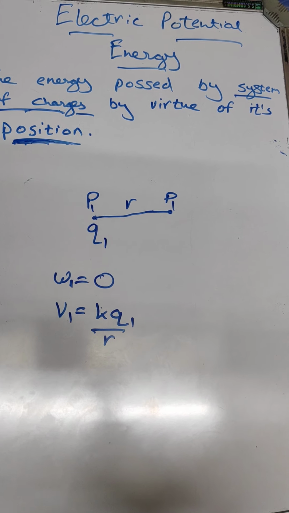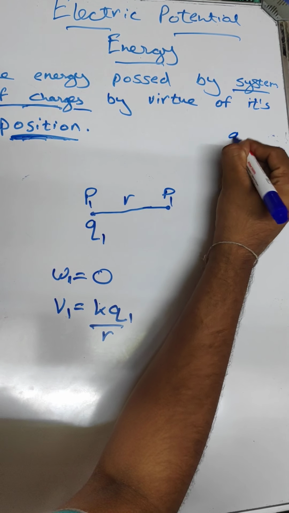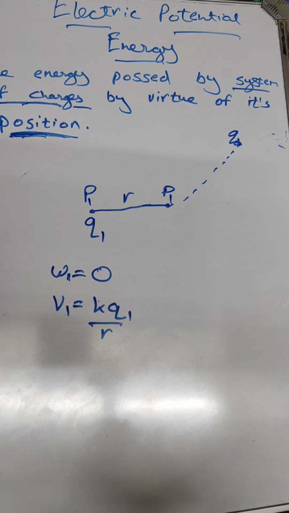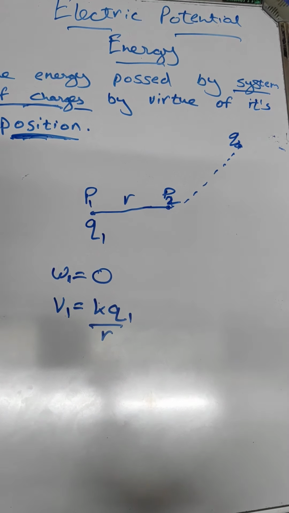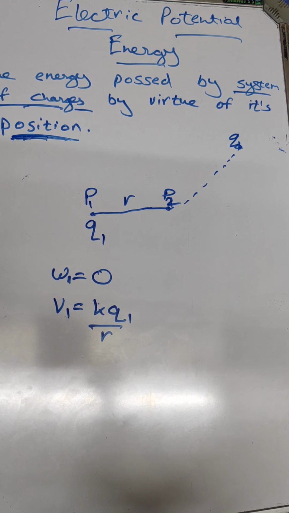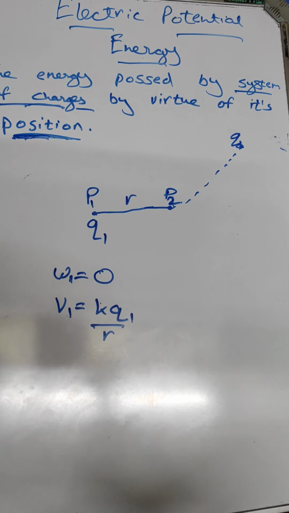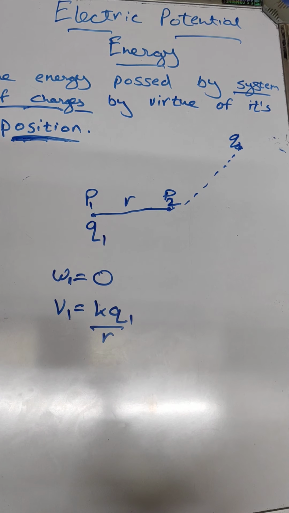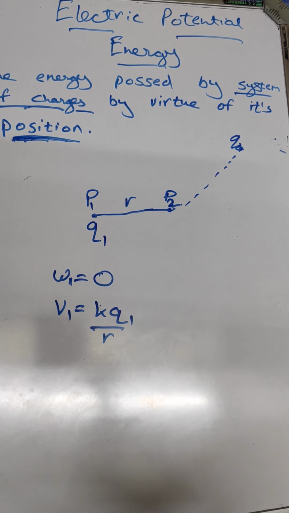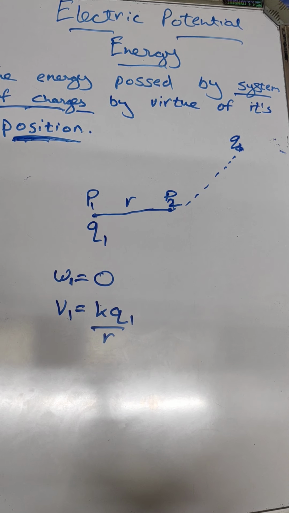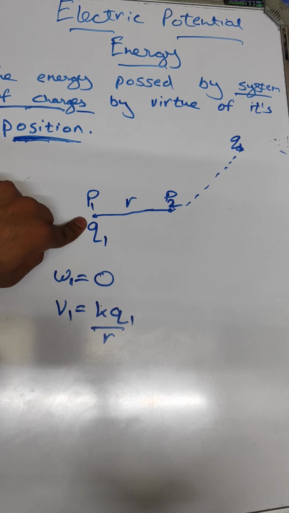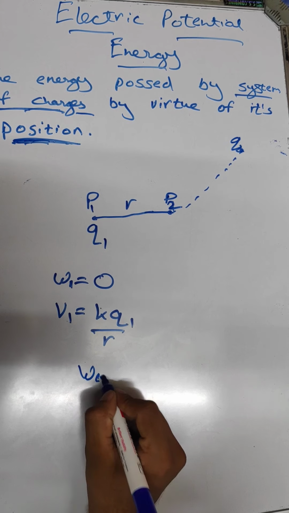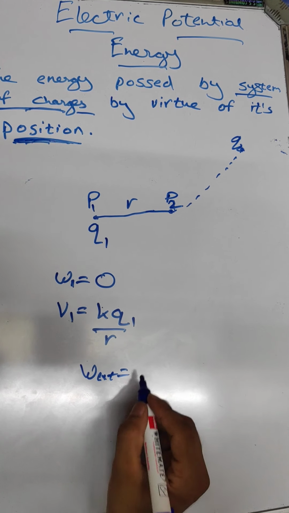Now I want to bring another charge, suppose Q2, which is at infinity. I want to bring that charge up to point P2. So I need to work against the field, because the electric force due to Q1 will be repulsive, as Q1 and Q2 are both like charges. So it will repel. I need to work against the electrostatic force of this charge to bring that charge from infinity to a point. So I will do some external work. What will my external work be equal to?